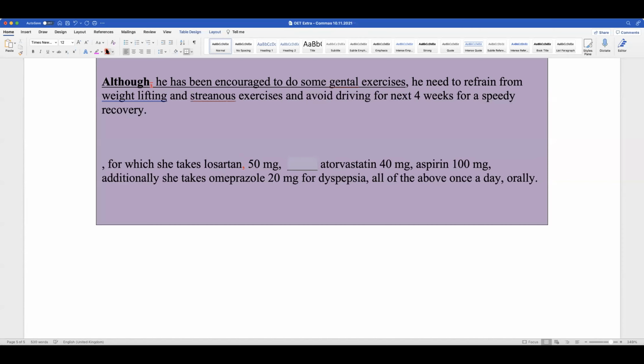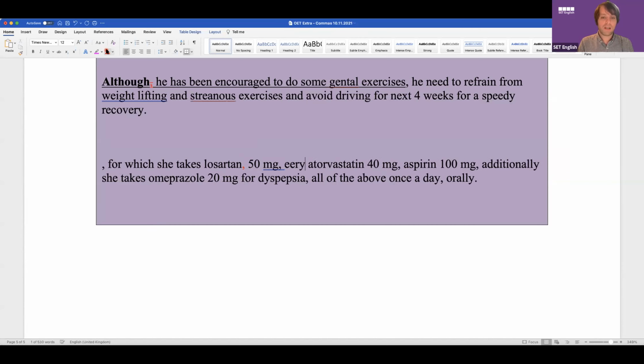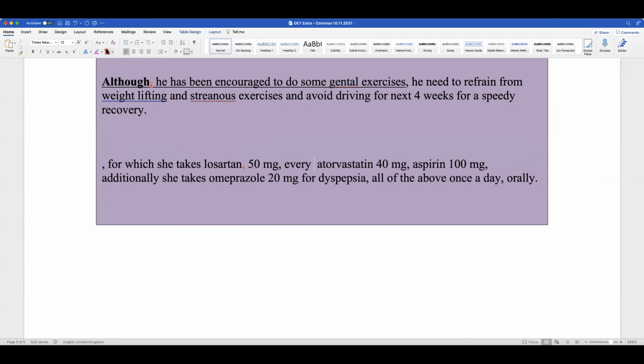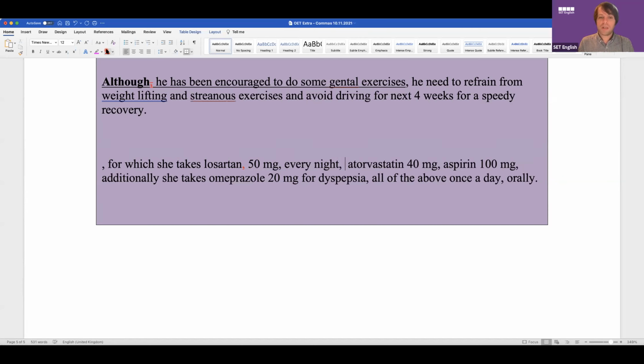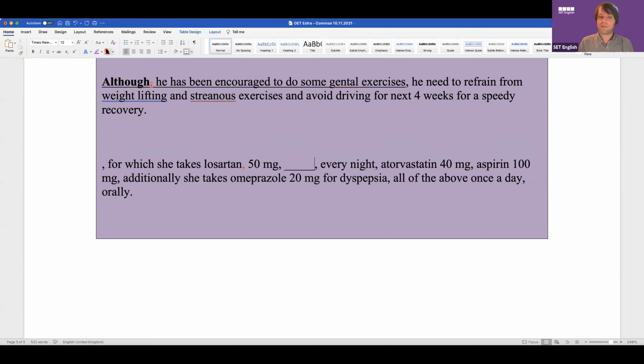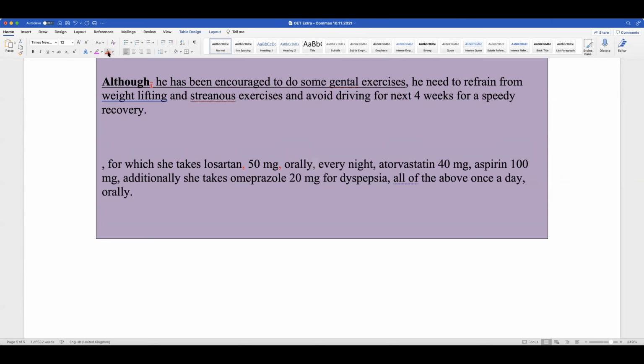So let's say I wanted to put more information in here. I want to put the frequency. Every night. Okay, what do I need now? Comma. Let's say the route. How does she take this? Is it IV? Is it something else? Orally. So, orally. Do you notice what I'm doing with these commas? Every piece of information needs a comma with medication. Yeah, I'm simplifying that a little bit, but more basically, yes.